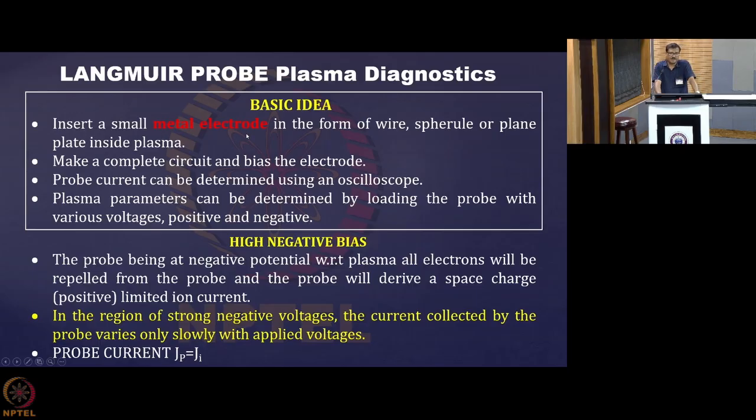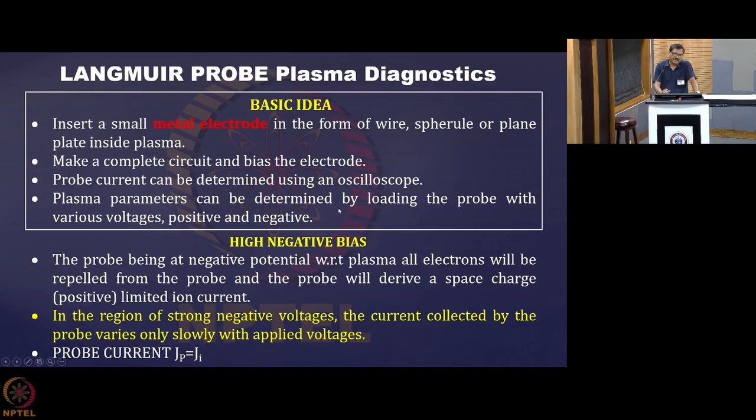Insert a small metal electrode in the form of a wire, spherule or plain plate inside the plasma, make a complete circuit and bias the electrode. Probe current can be determined using an oscilloscope. Plasma parameters can be determined by loading the probe with various voltages.